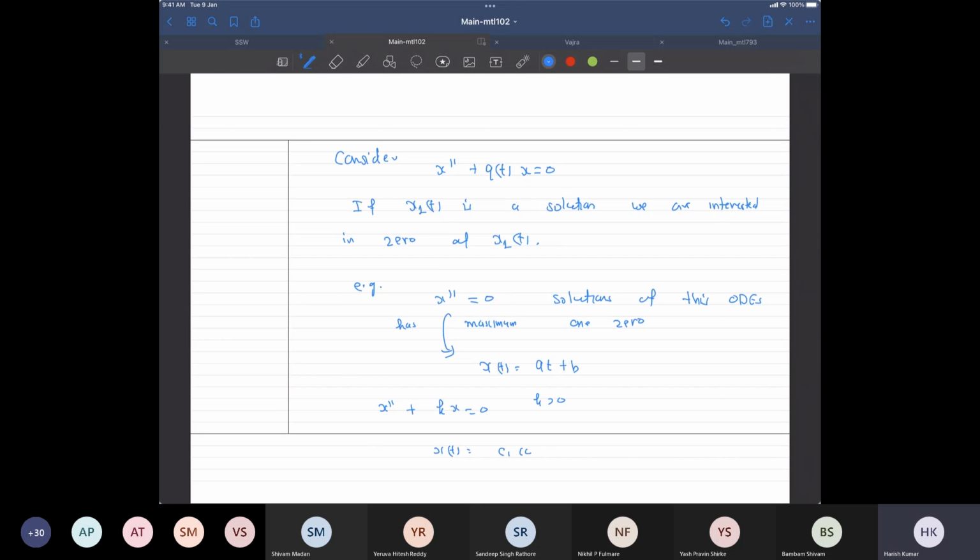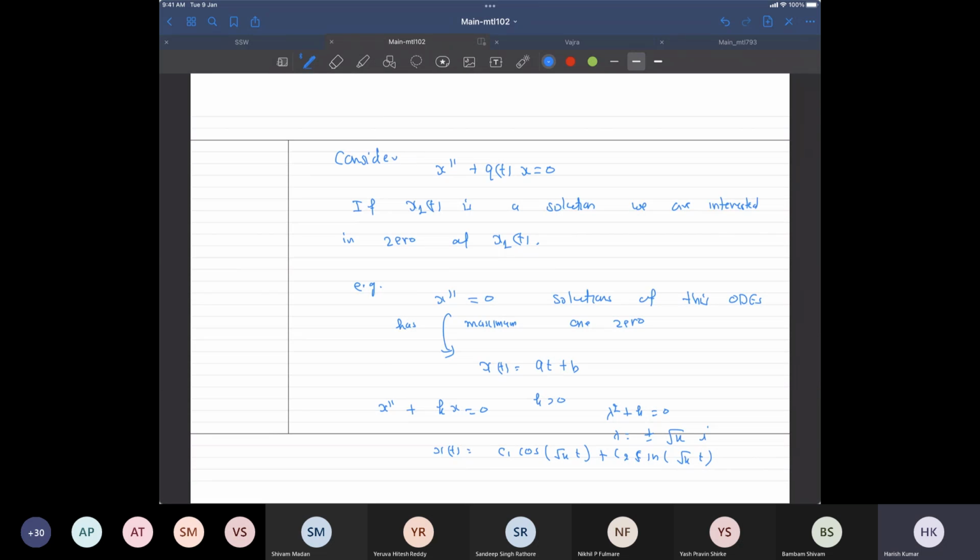C1 cos of square root of kt, right? Agree? Lambda squared plus k is equal to 0. So lambda is equal to plus or minus square root of k, right? Agree? Square root of kt. Yes, sir. C2 sine of square root of kt. Okay.